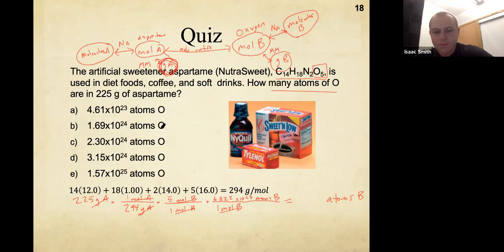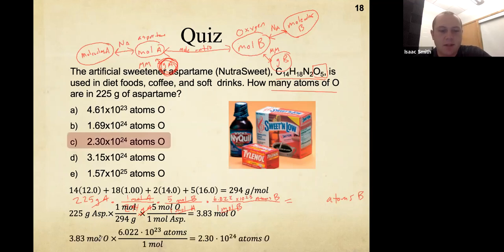So see how the slide does it here. Okay, the slide takes you from grams of aspartame to moles of aspartame and then to moles of oxygen. And then in a separate step takes you from moles to atoms. That's another way to do it. But you can do it on all one line if you want, like I showed you there. Okay. Alrighty. That's the lecture on moles.